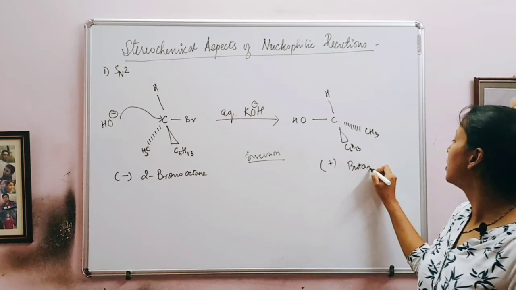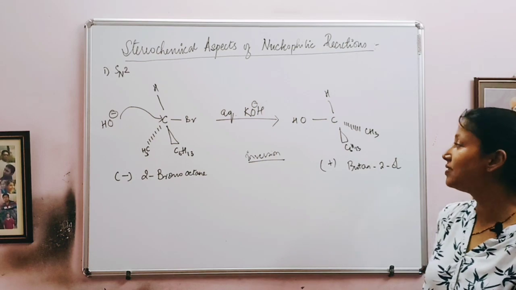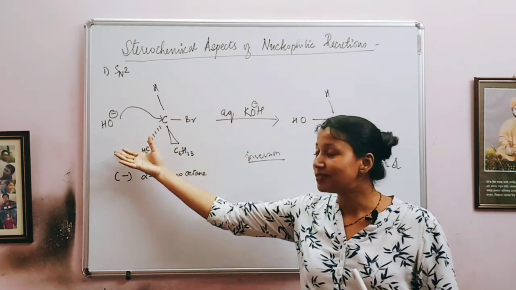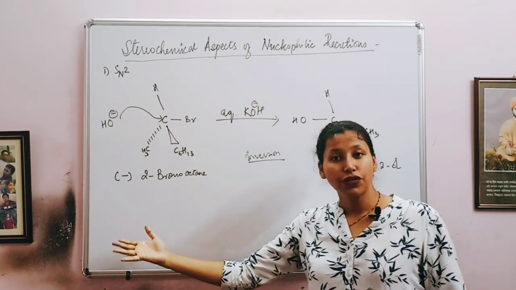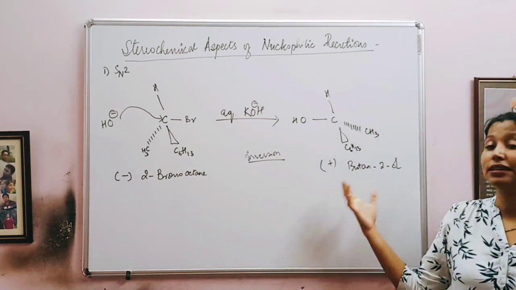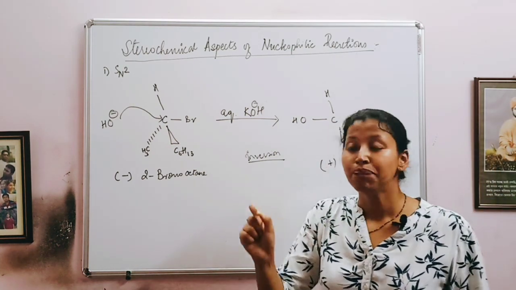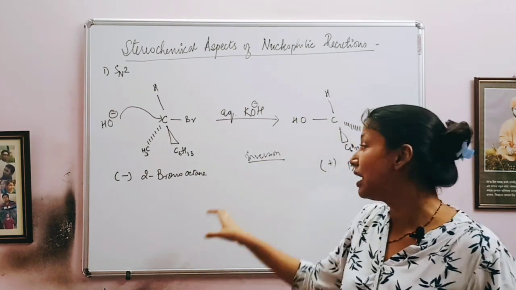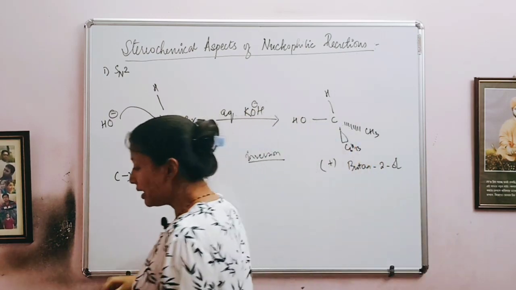butan 2-ol. Okay, that means due to the backside attack and due to the inversion of configuration, the levorotatory compound now becomes a dextrorotatory compound. So you must remember that Sn2 reactions proceed with inversion of configuration. Clear? Next.